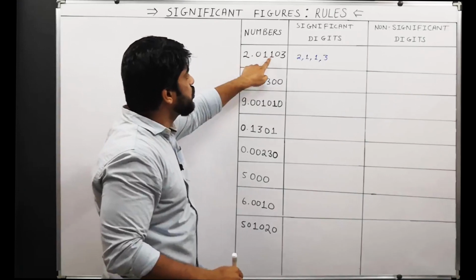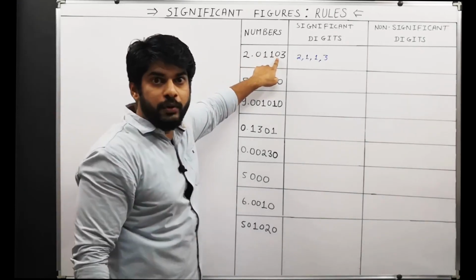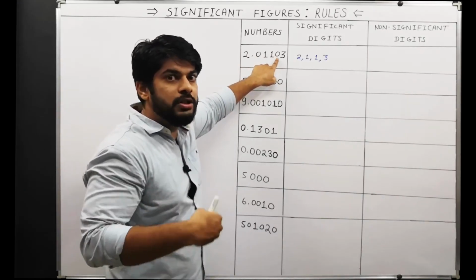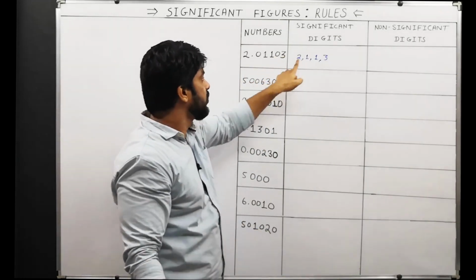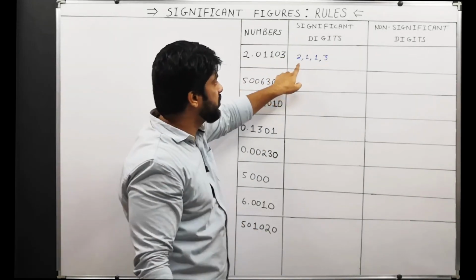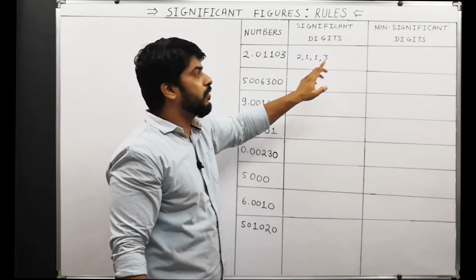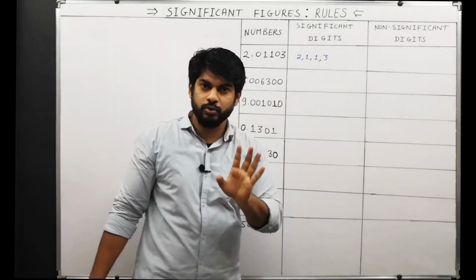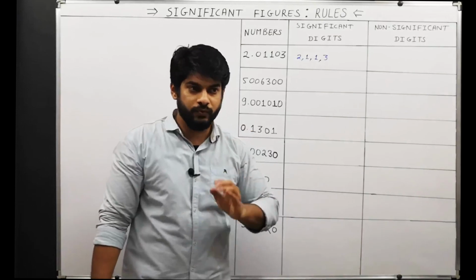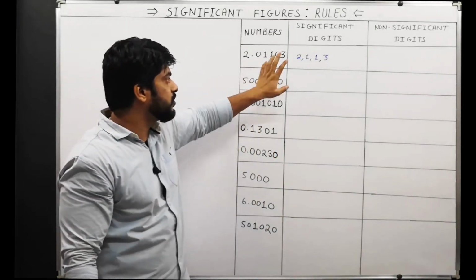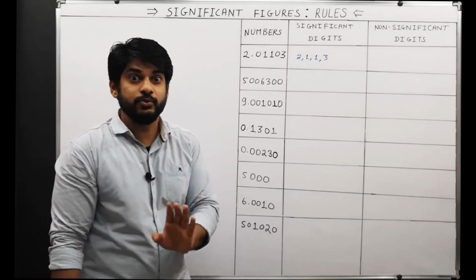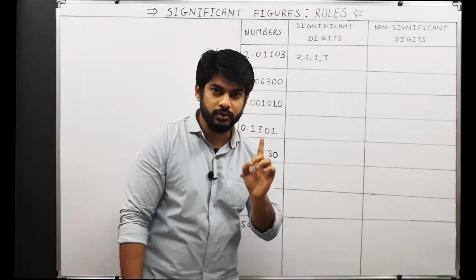Now what about these zeros? According to our rule, all the non-zero digits are significant, so we have written the non-zero digits over here. Now what about the zeros? For those zeros also there are some rules which we are going to see. Right now we are not going to talk about these zeros, but there are rules, and then we will talk about those zeros also.